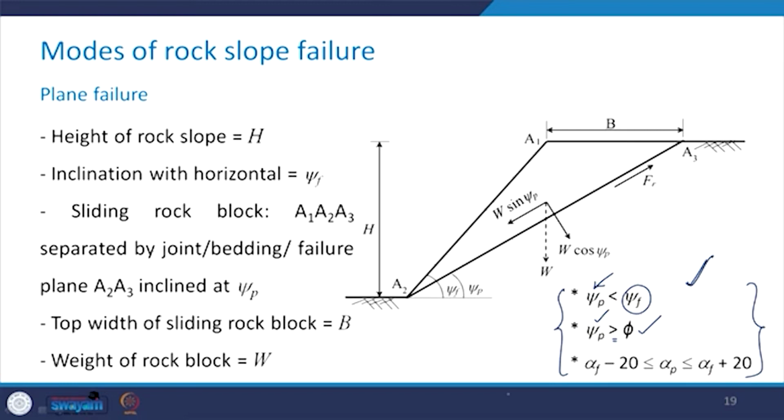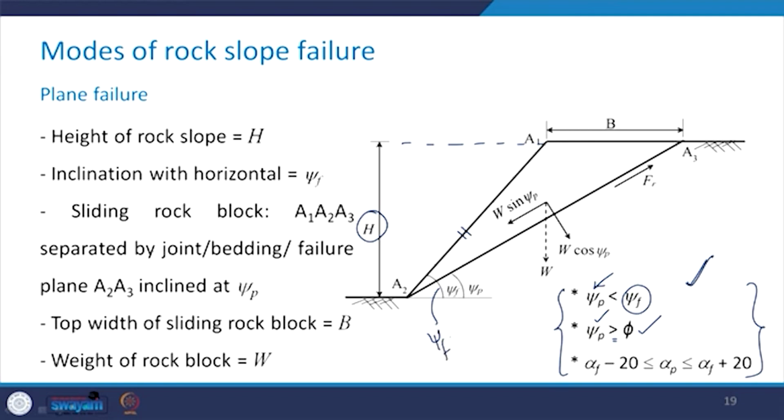Now, come to the analysis part. Here a slope has been shown which has a height of h, and the inclination of this slope face with the horizontal is psi f.